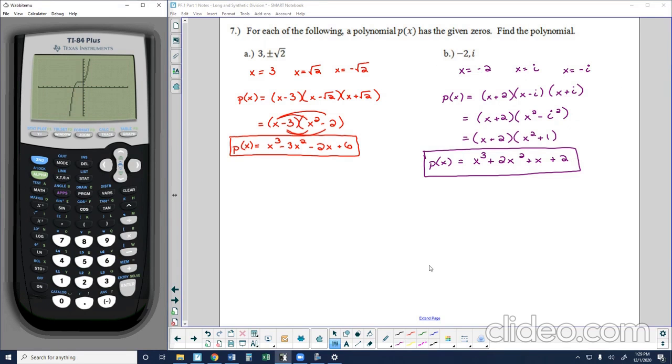And this is the end of the lesson here for target PF.1, as we took a look at polynomial division and its uses, and then just took a brief exploration of multiplying polynomials to come up with polynomial equations in standard form.